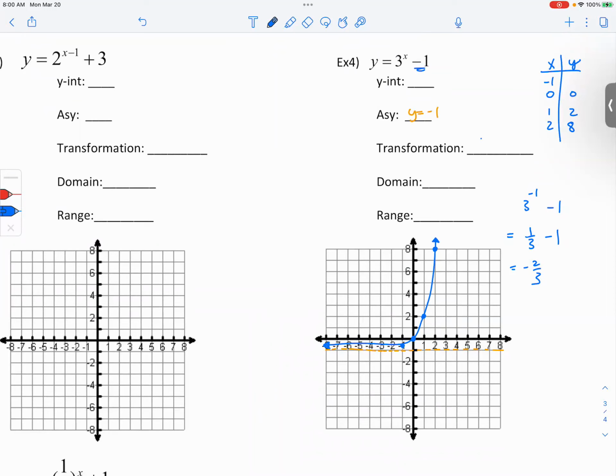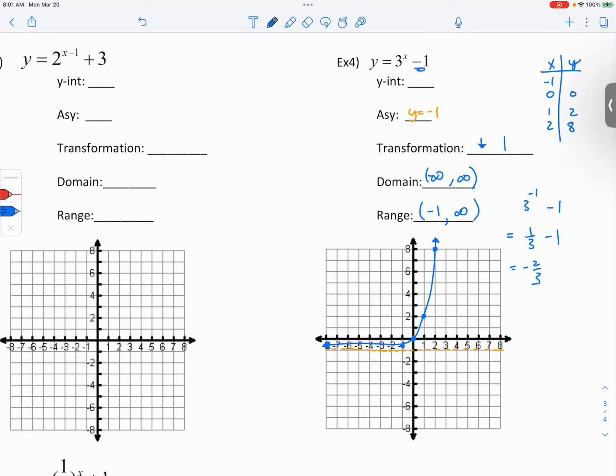So the transformation is very simple. There's only one transformation, which is to go down by 1 unit. The domain would be 0 to, no, sorry, my bad. The domain, it's all real numbers. So from -infinity to infinity. And the range in this case, it's not 0 to infinity because we have a transformation of going down 1 unit. So we actually have the values from -1 to infinity.